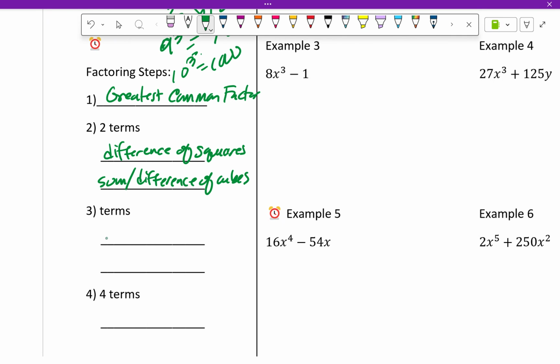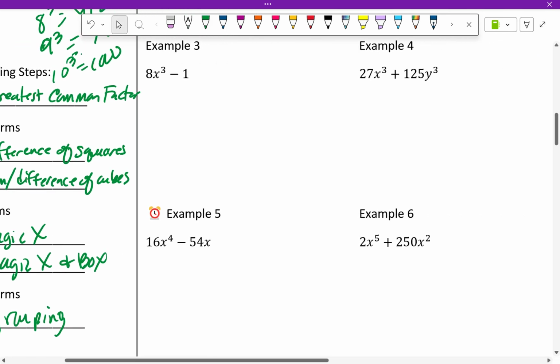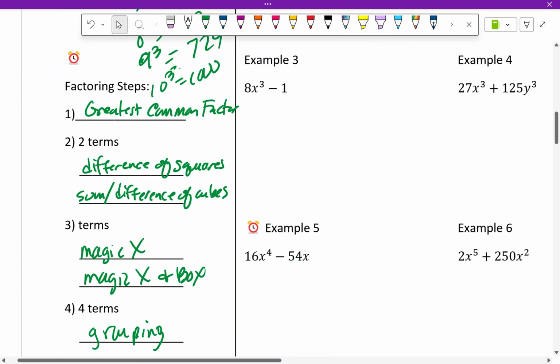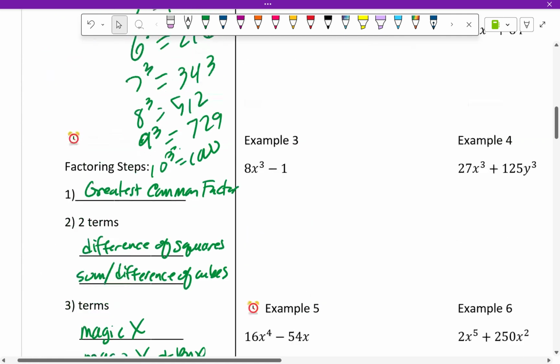If we have three terms, we are going to do the magic X or the magic X in the box, right? Depending upon whether we have a leading coefficient or not. If we have four terms, we are going to apply grouping to it. Okay, so by the end of this lesson, I should be able to give you any factoring problem and you apply all the different types of factoring. You got to analyze which type you have to begin with, okay? All right, everybody got it? Because I don't want to go too fast. I know it's not a super long lesson today, but I'll make sure we've got time.